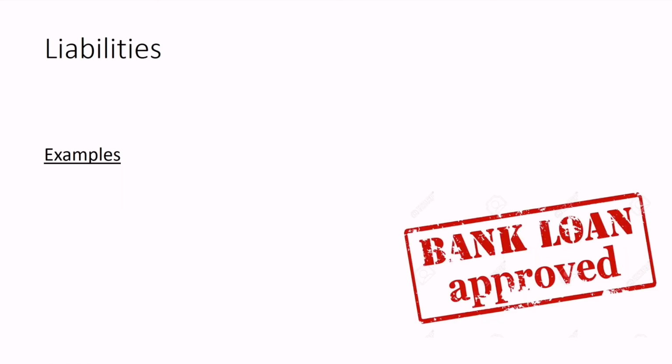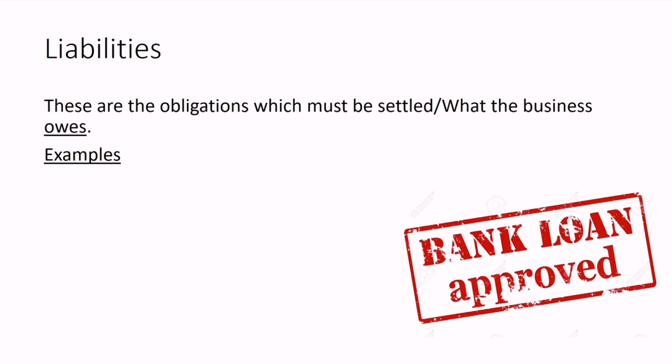The next element that we'll be discussing is liabilities. Liabilities can be defined as obligations which must be settled, or what the business owes. Note, it's what we owe, right? So it means whenever we buy on credit, we create a liability because we have to pay back the money. Example is trade and other payable or creditors control.